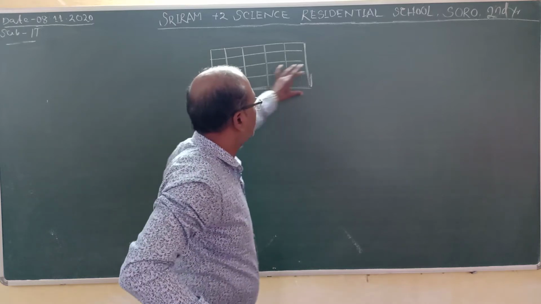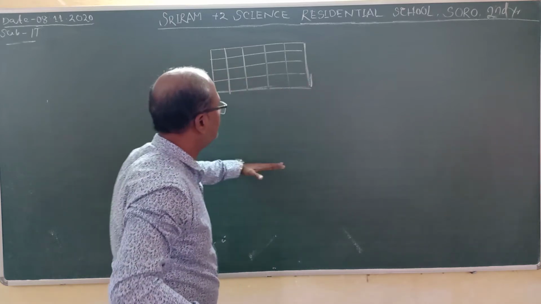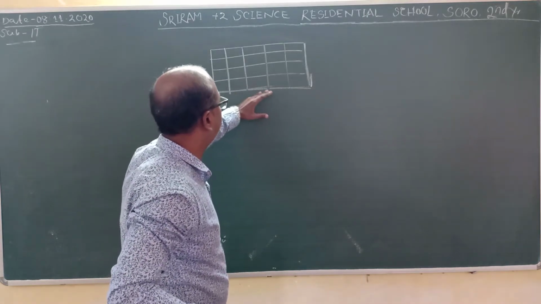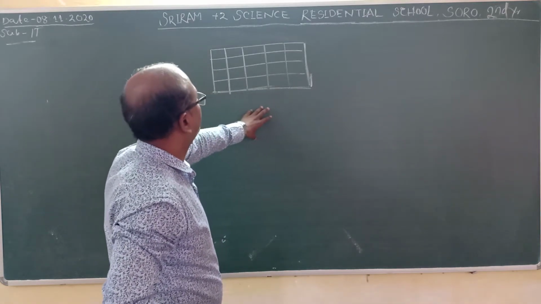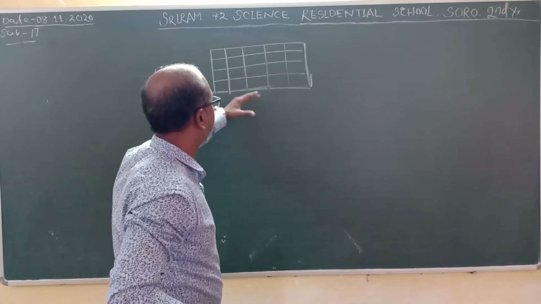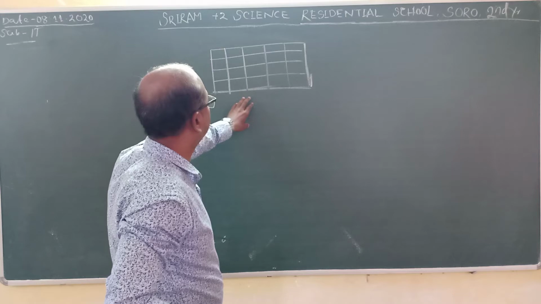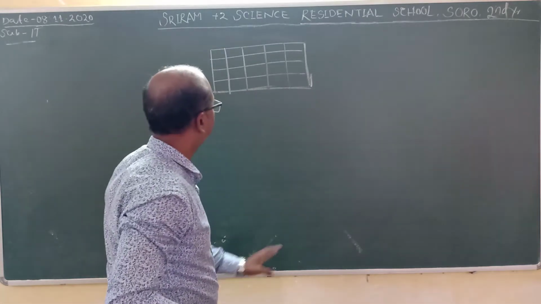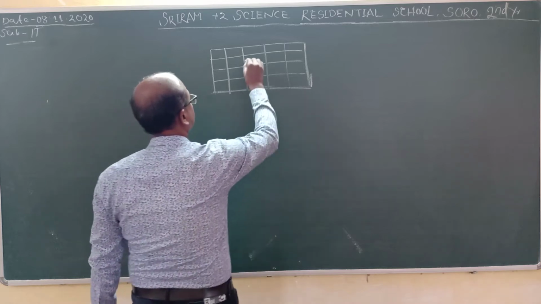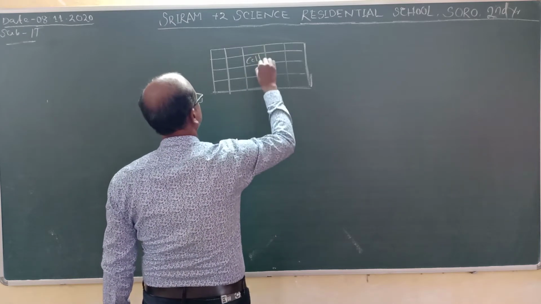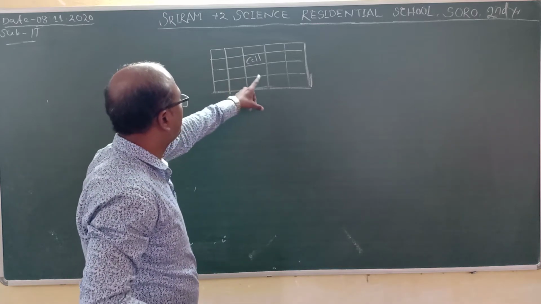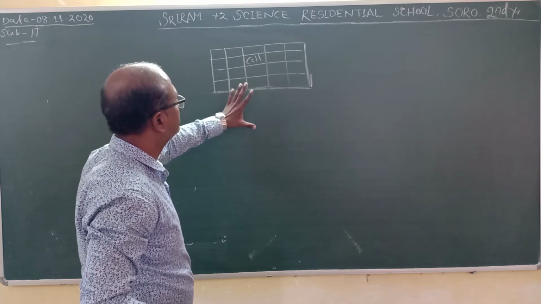The horizontal part, which is parallel to the surface, which is parallel to the plane, is the row, and the vertical part, which is perpendicular to the surface, which is perpendicular to the plane, is known as the column. Clear? And the intersection of a row and column is known as the cell. This is cell, C-E-L-L. The intersection of a row and column is known as the cell.